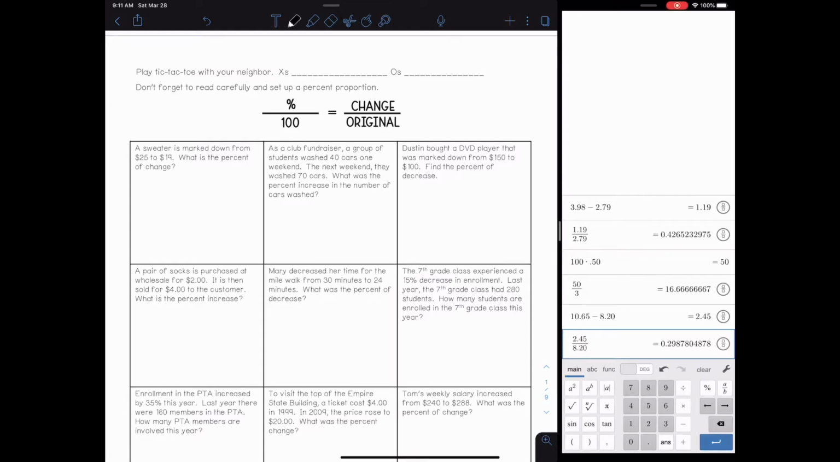All right. On this backside, it said it wanted you to just practice and play tic-tac-toe with your neighbor.